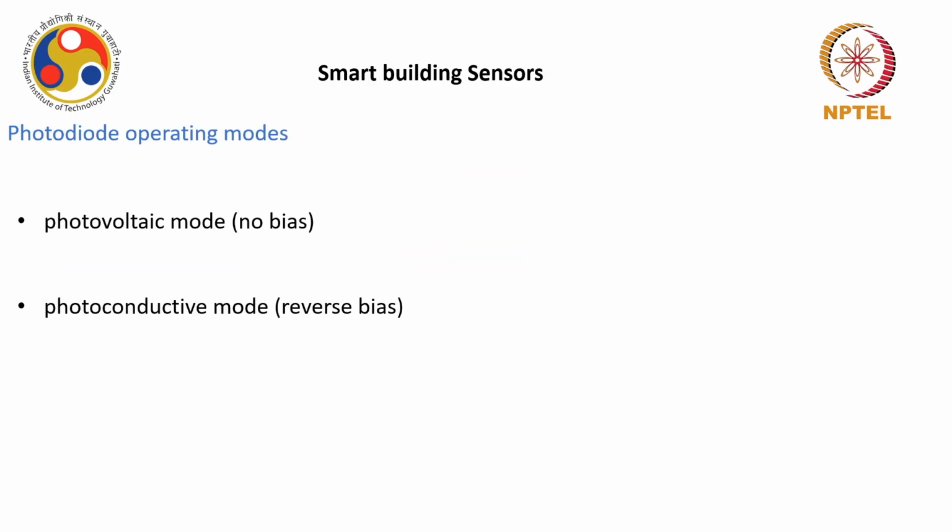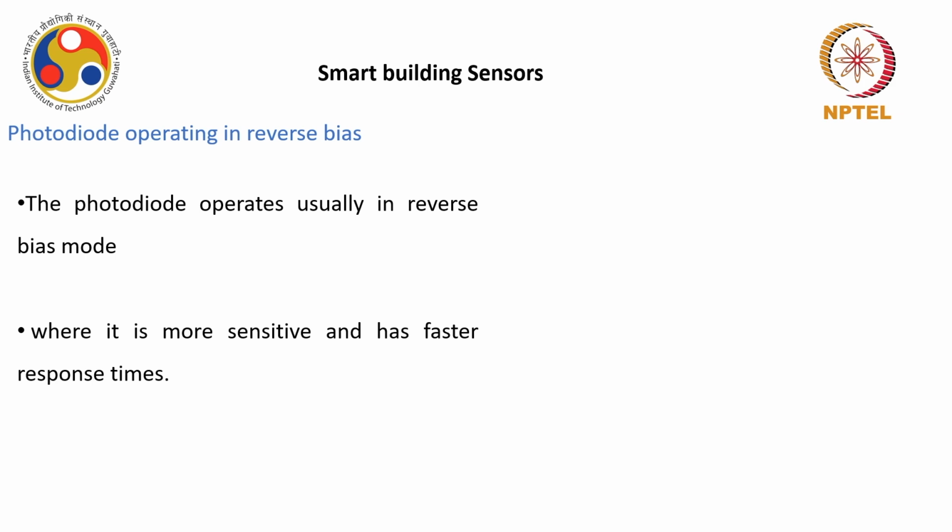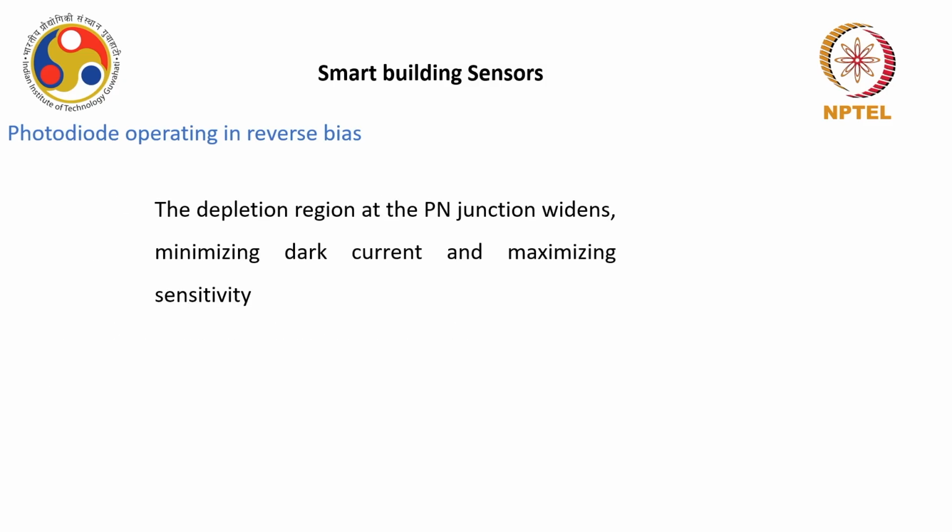This photodiode can have two different operating modes. One is photovoltaic mode, which we call no bias mode, and you have another mode which is a photoconductive mode or the reverse bias mode. So mostly in the photometric application, these photodiodes are working in a reverse bias condition. The photodiode basically operates in this case in a reverse bias mode where it is more sensitive and has a faster response time.